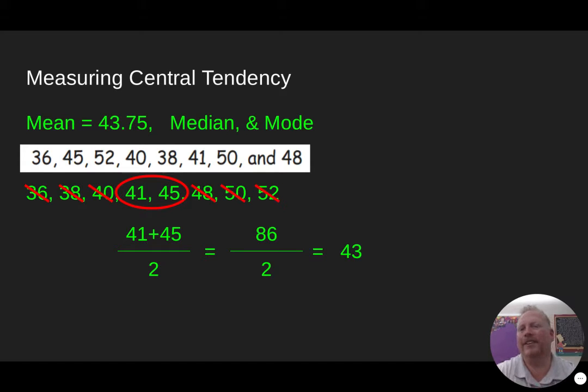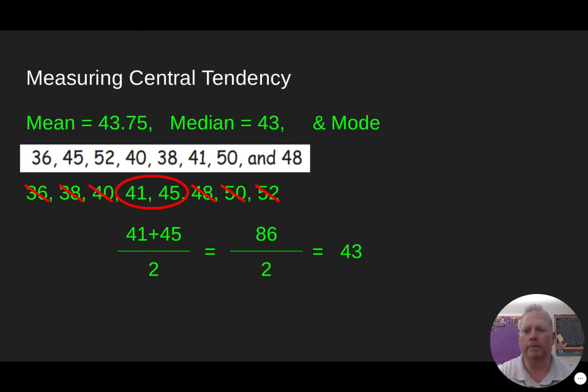Now the significance of the median is it tells you that half the plants were smaller than 43 and half the plants were bigger than 43. So that's why the median is important, because it lets you know half the people did below this, the other half did above that.